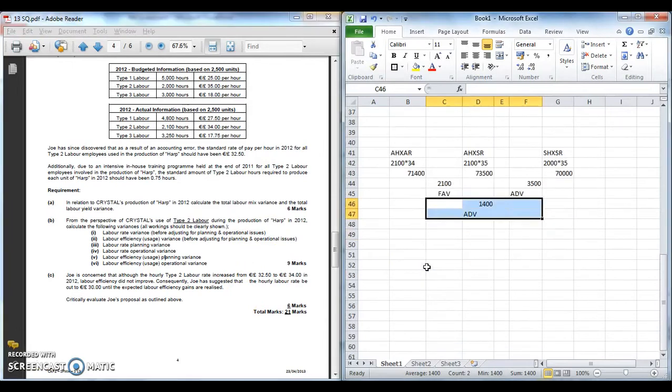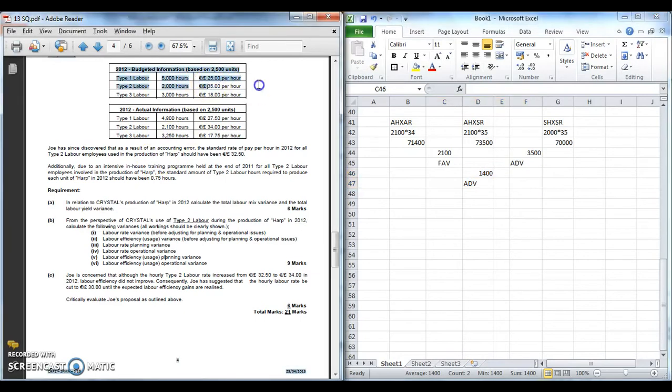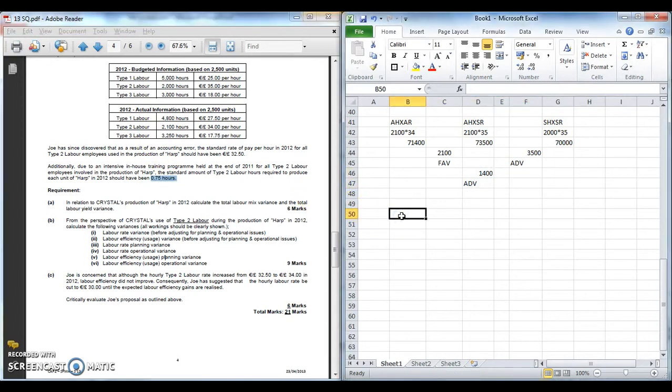So back to the question. First thing is, read the information. You say, Joe discovered that a resulting accounting error, the standard rate of pay for 2012 for all type 2 labour should have been $32.50. So that's essentially saying the standard is stale. It shouldn't have been 35 up here. It should have been $32.50. Likewise, due to intensive training at the end of 2011, all type 2 labour, the standard amount of type 2 labour hours required for each unit should have been 0.75 hours. So we have to figure out, well, the standard here was 2,000 hours, but we know it should have been 0.75 hours per unit. So firstly, do up your table.